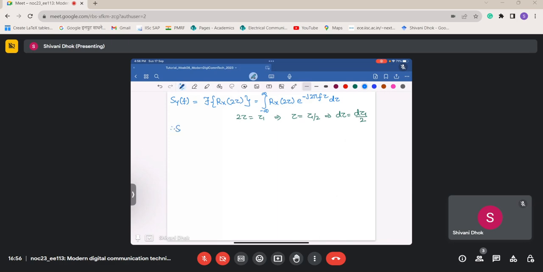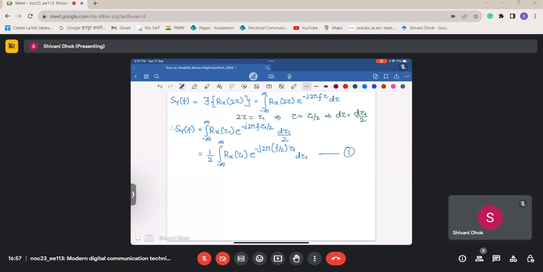Therefore, Sy of f comes out to be integral minus infinity to infinity Rx of tau 1 e power minus j 2 pi f tau 1 by 2 into d tau 1 by 2. So this I can write as 1 by 2 integral minus infinity to infinity Rx of tau 1 into e power minus j 2 pi, I'll write this as f by 2, tau 1 d tau 1. Let me call this equation 1.